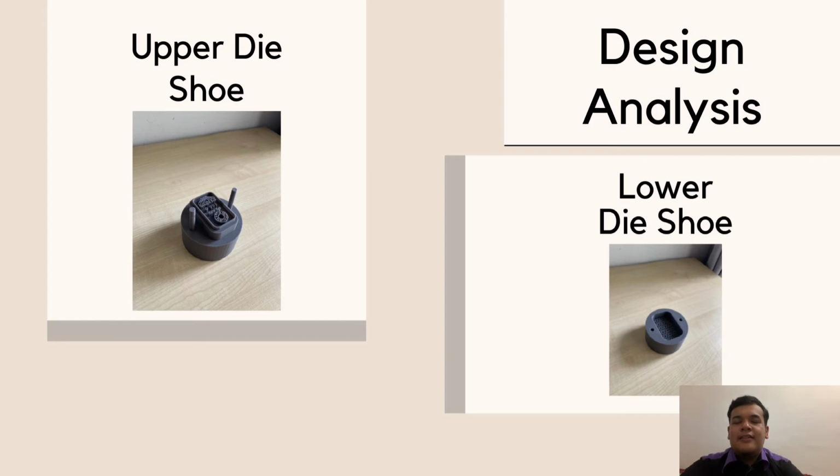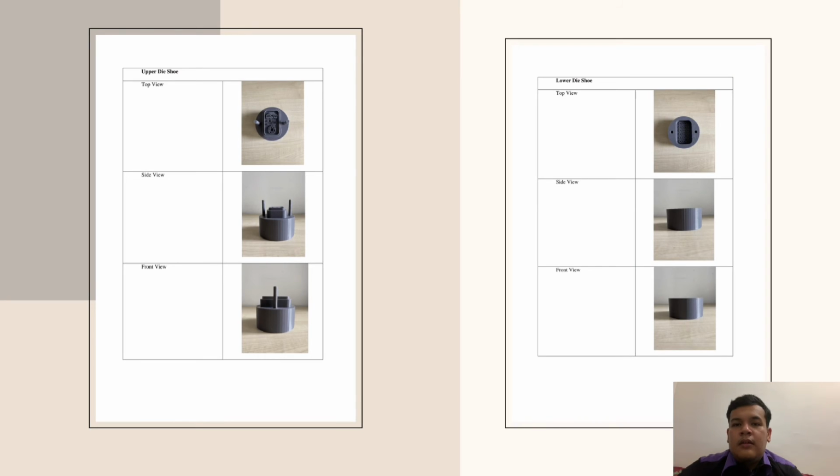These are the results of prototyping. The total time used to print these two parts is 11 hours and 15 minutes. These are the isometric views of the upper and lower die shoe. The table shows the top view, side view and front view of the gold bar stamping die prototype, for both the upper die shoe and lower die shoe.